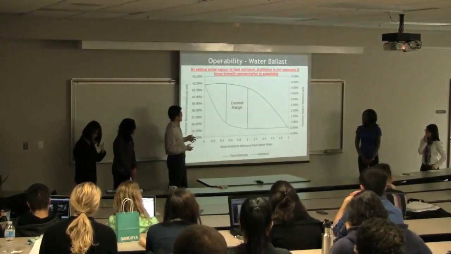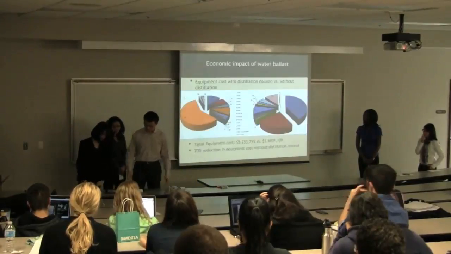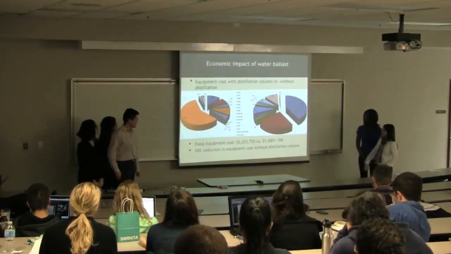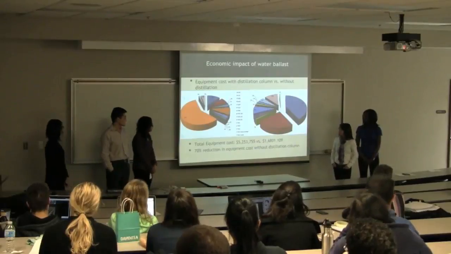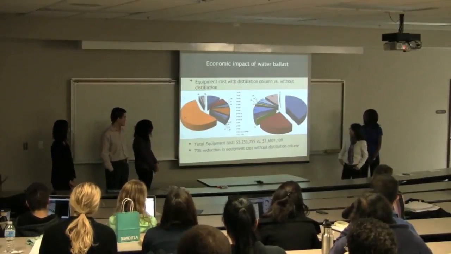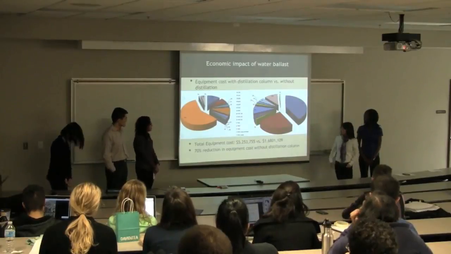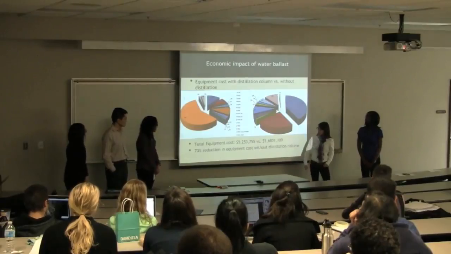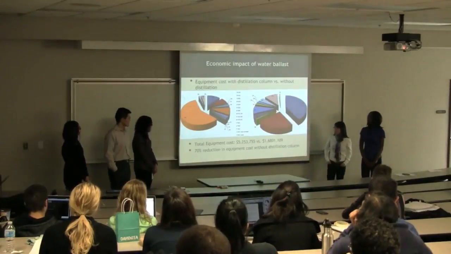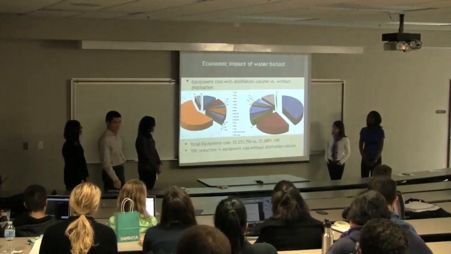So this is called the water bath process, and this can significantly reduce our capital cost. The pie chart on the left describes the process with the distillation unit, and the chart on the right is without distillation and all its associated units. So you can see that it reduces the capital cost significantly, by 70% actually, and this provides a great incentive for all future plants to consider this process.